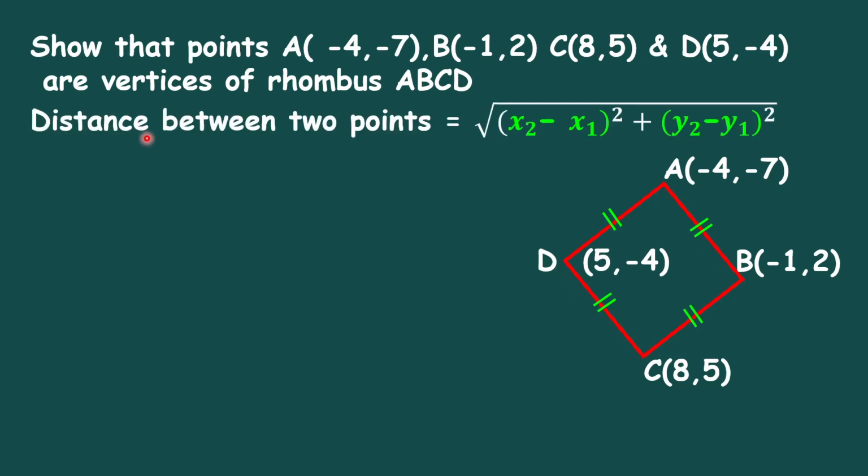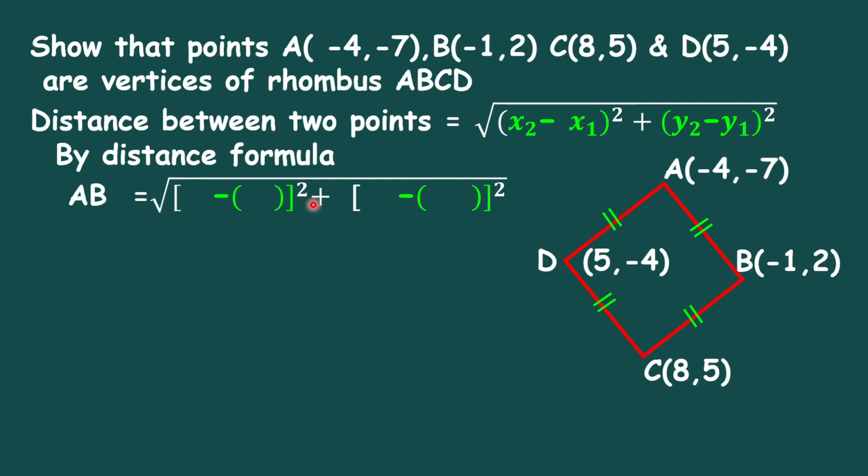By using the distance formula, we know that the distance between any two points is equal to root of (x2 minus x1) whole square plus (y2 minus y1) whole square. By the distance formula, distance AB is equal to, we have to subtract the coordinates of point A from the coordinates of point B. Remember this. What do we have to do here? We have to subtract the coordinates of A from B.